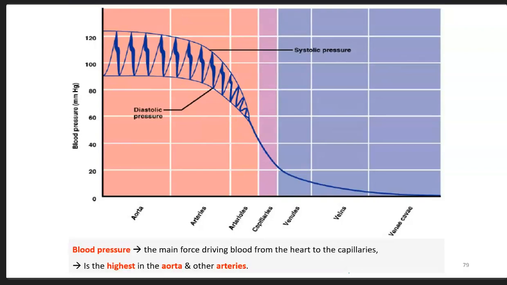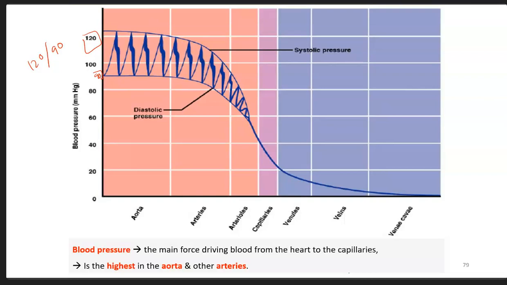Obviously the pressure would be high, so the normal systolic pressure will be 120, and the diastolic pressure is about 90. So the reading will be 120 over 90. So this is the blood pressure of blood in the blood vessels.